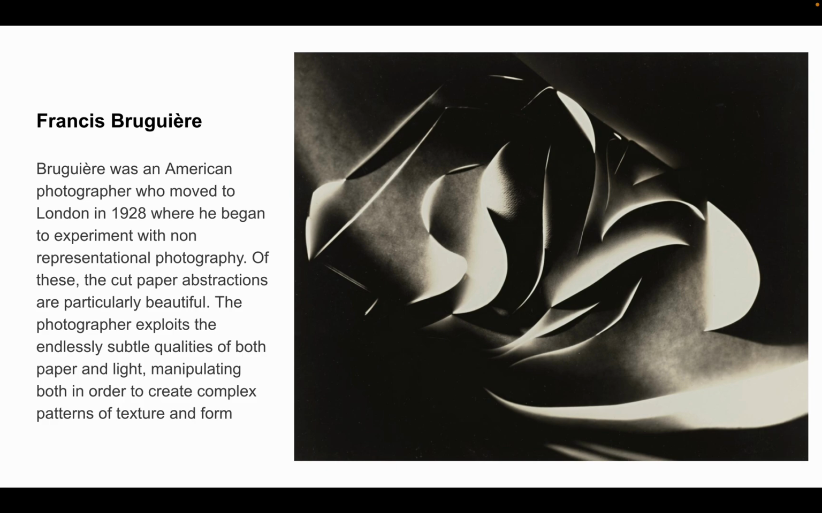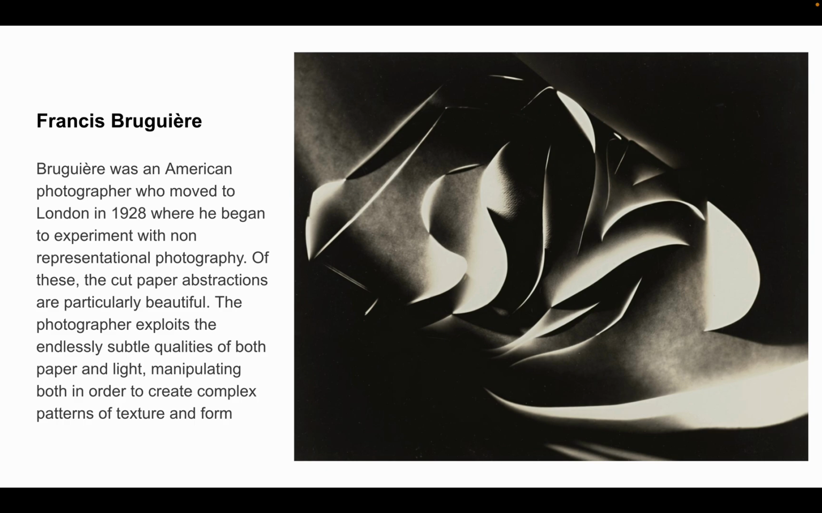There was an American photographer, Francis Bergerier, who moved to London in 1928, and that's where he really started to experiment with non representational photography. So, this is photography that does not look like anything specific. Prior to this, it was all pretty much landscapes and portraits and pictures of pretty things. But he kind of went into the realm of taking pictures of just art for art. So he, in a lot of series of his artwork, used cut paper abstractions to make his photography.